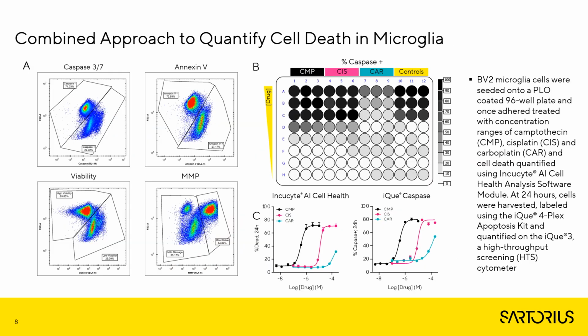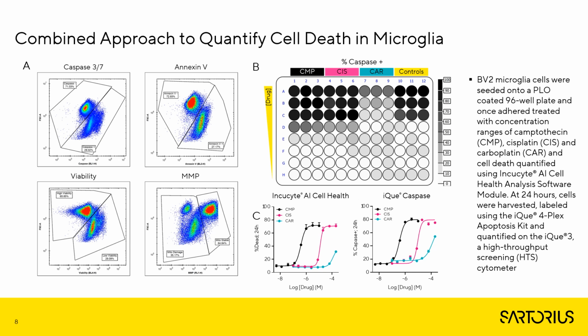So here we used a combined approach of live cell analysis and flow cytometry to examine cell death in a microglial cell line. The INKSIGHT AI cell health analysis module really enables label-free real-time monitoring of cell death and is non-exhaustive. So because of this, this really facilitates endpoint selection and allows for downstream experiments to be performed to probe deeper into mechanisms of cell death.